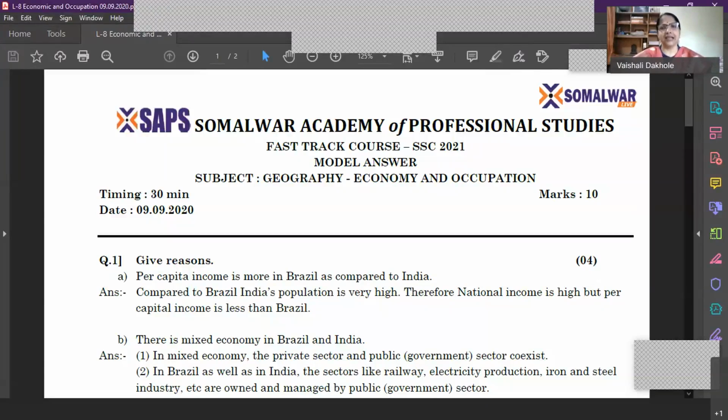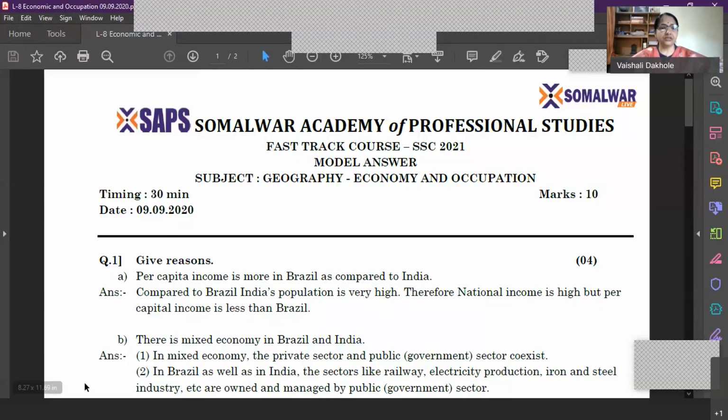So all these factors, economic factors and physical factors, are related with each other. You cannot separate the physical features of the country from the economic development of the country. They are all coupled together and they are interdependent on each other. Today we are going to study about economic development in Brazil and India, and also the types of occupations in Brazil and India. And this we are going to study in relation to the questions that are given here.